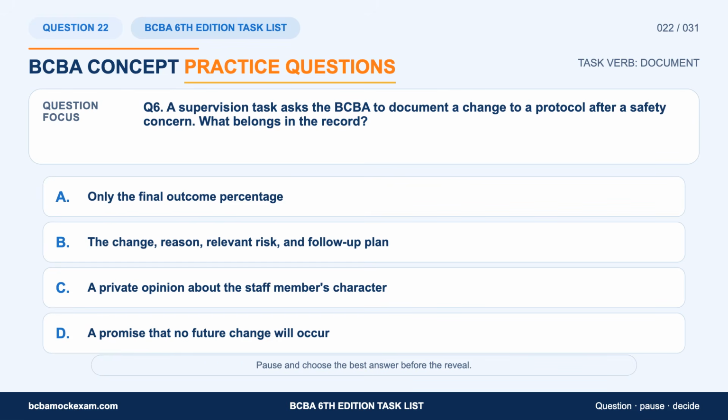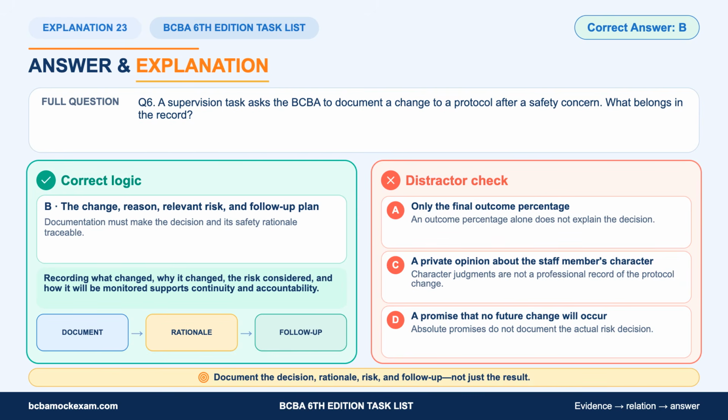A. Only the final outcome percentage. B. The change, reason, relevant risk, and follow-up plan. C. A private opinion about the staff member's character. D. A promise that no future change will occur. Pause and name the decisive relation before you choose. Choose B. The change, reason, relevant risk, and follow-up plan.